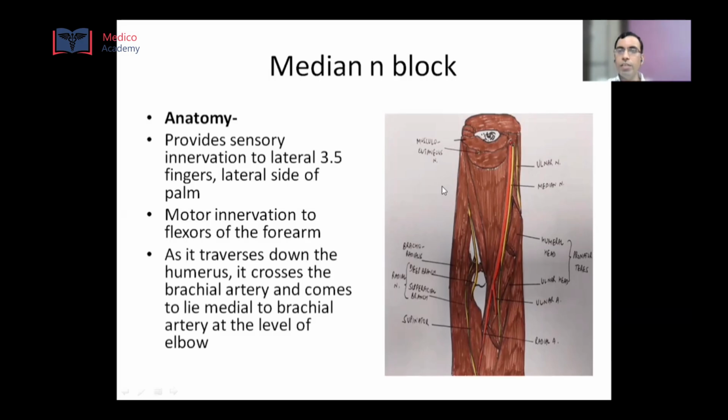Now coming to the median nerve block at the level of elbow. The median nerve provides sensory innervation to the lateral 3.5 fingers and the lateral side of the palm. It also provides motor innervation to the flexors of the forearm. As it traverses down the humerus, it crosses the brachial artery and comes to lie medial to the brachial artery at the level of elbow.